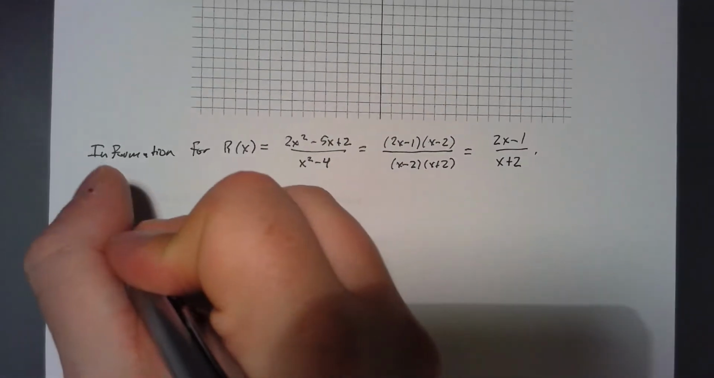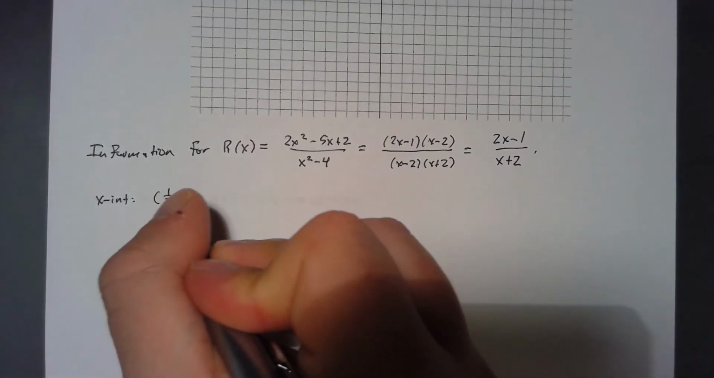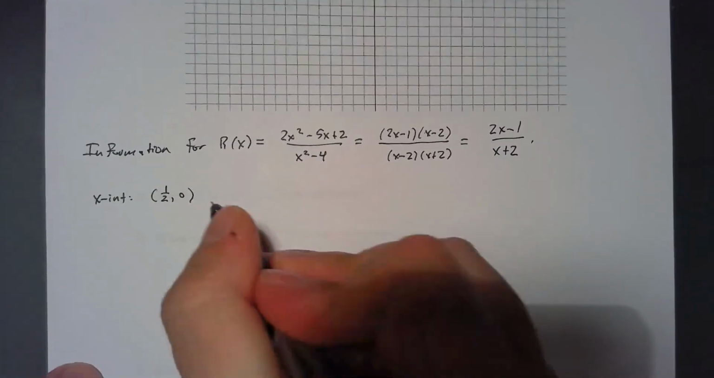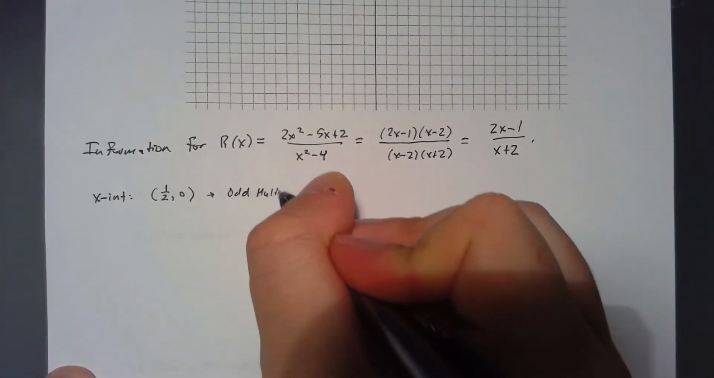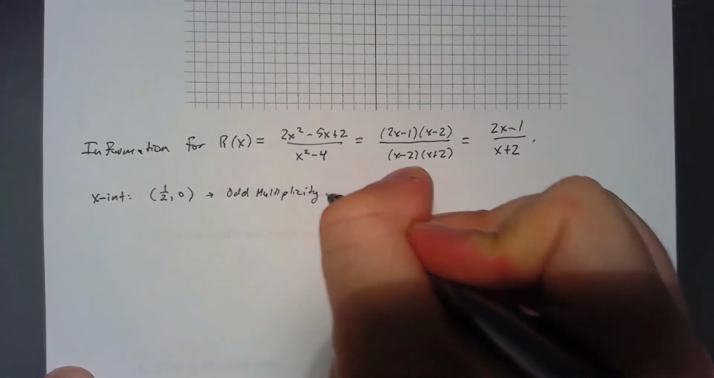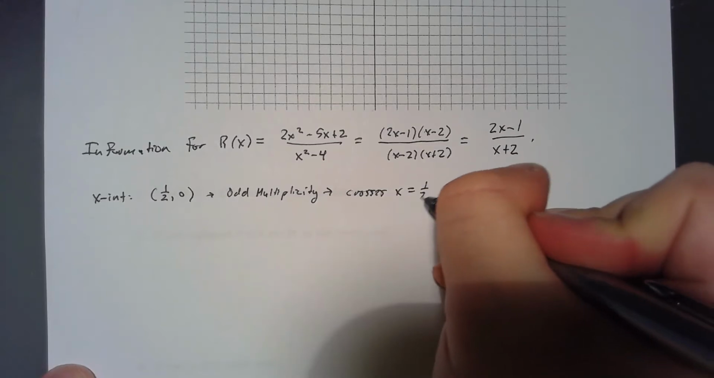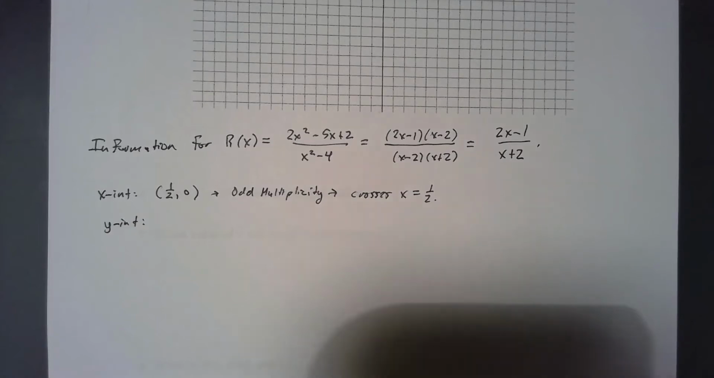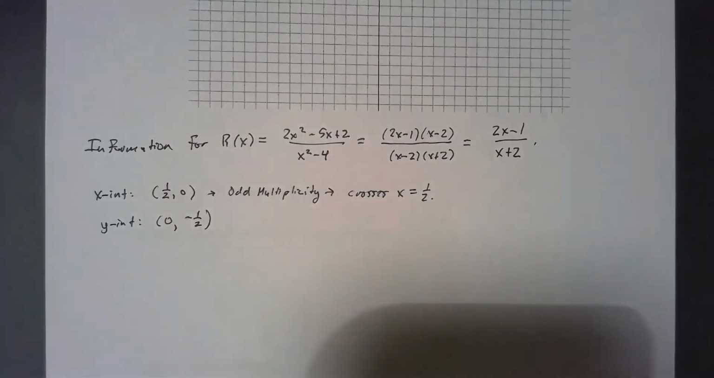So my x-intercepts were what? 1/2 comma 0. That was the only x-intercept. And the multiplicity there was odd, right? Which means it crosses x equals 1/2. All right. The y-intercept was 0 comma negative 1/2. There is no multiplicity for the y-intercept.